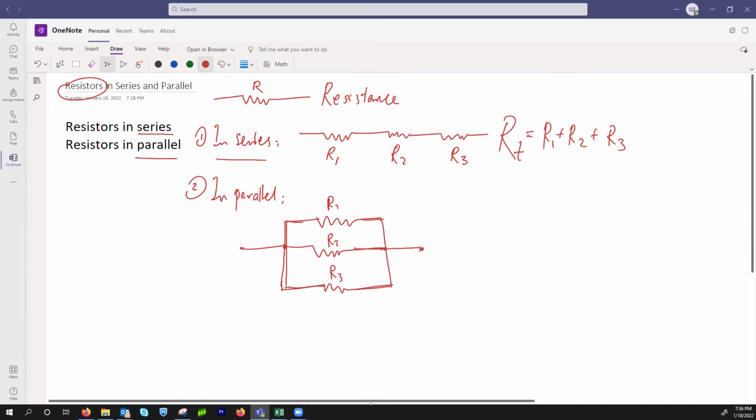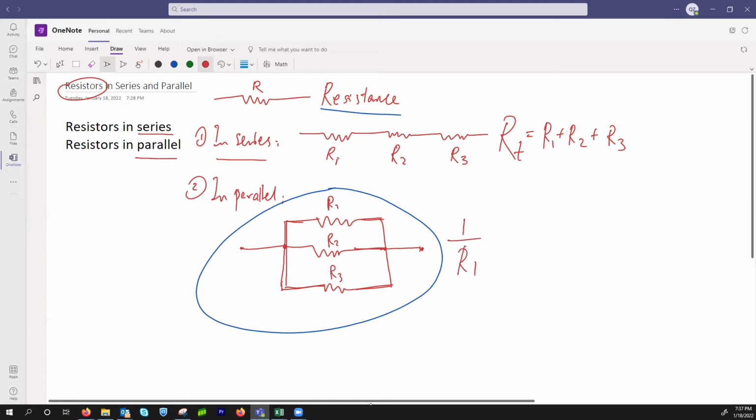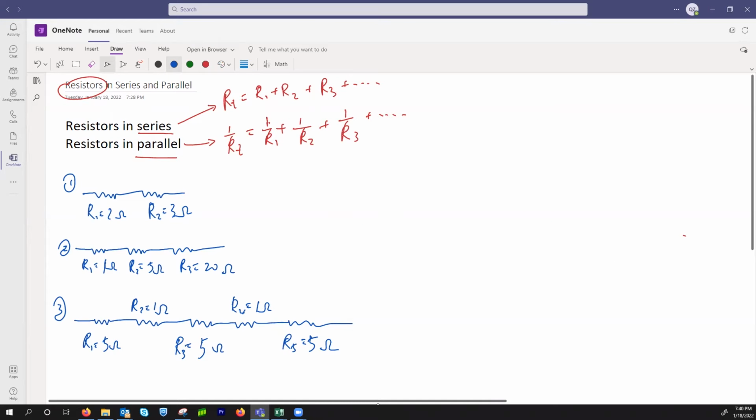In order to find out the total value of the entire resistance here, we are going to use the equation 1 over RT. Again, RT, T stands for total, would be equal to 1 over R1 plus 1 over R2 plus 1 over R3. If you have more resistors being connected in parallel, you can keep adding them as the way it is here. Now let's take a look at example number 1.